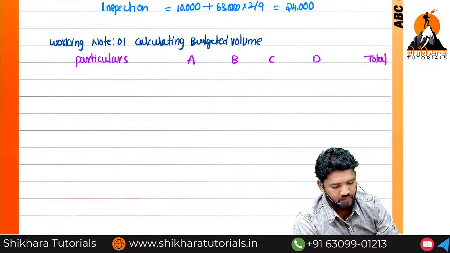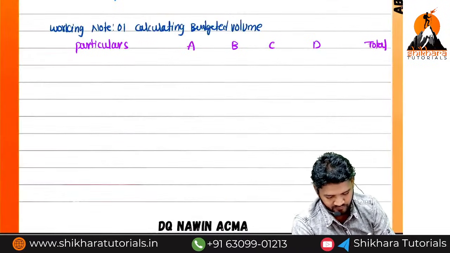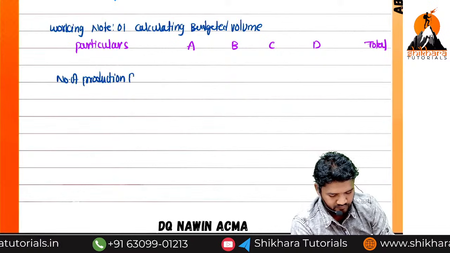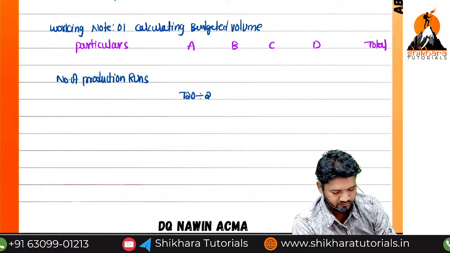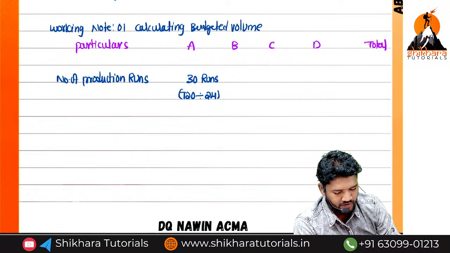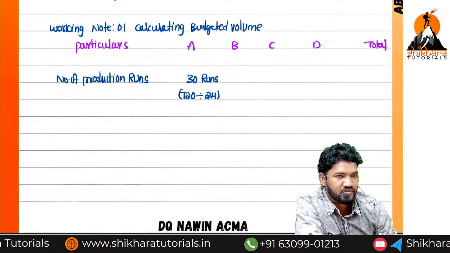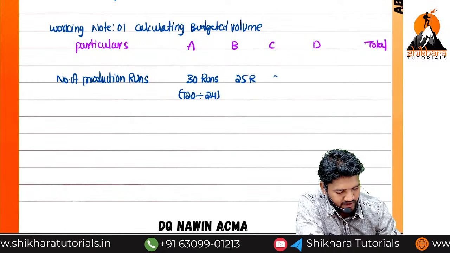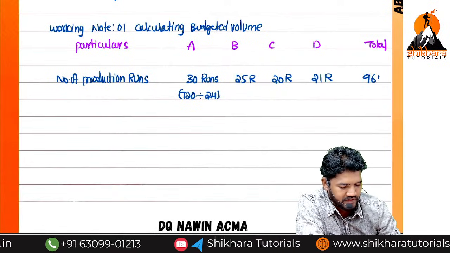Now, what is the first volume calculation? Number of production runs. 720 divided by 24. Answer: 30 runs. For understanding purpose only, I have written it here. Tell me the runs for B, C, D. 25 runs, 20 runs, 21 runs. Total, please. 96 runs.